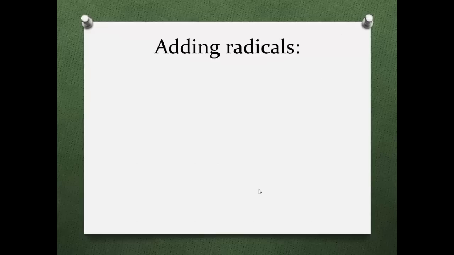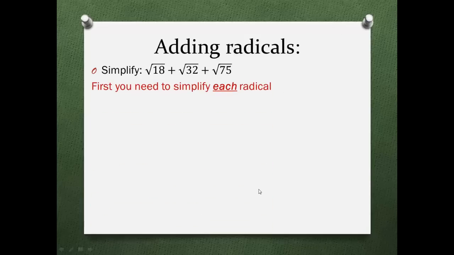Now, let's say you have to add radicals. Radicals function a lot like variables, meaning if you don't have the exact same term under the radical, you can't add them. Okay, just like you can't add an x and a y together, but you can add an x and an x together. Same concept. So we need to simplify each radical. So we've got the square root of 18, square root of 32, square root of 75. Okay, I like the perfect square method, so that's what I'm going to show you.